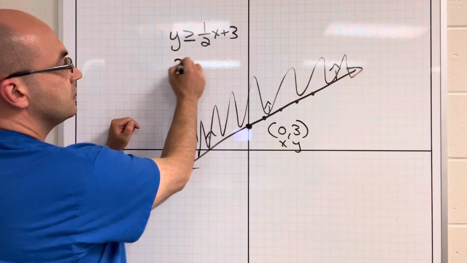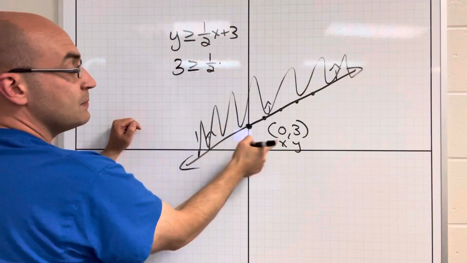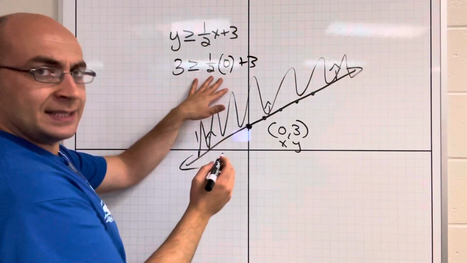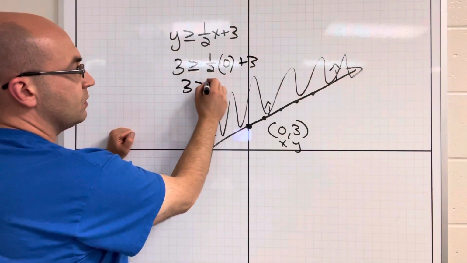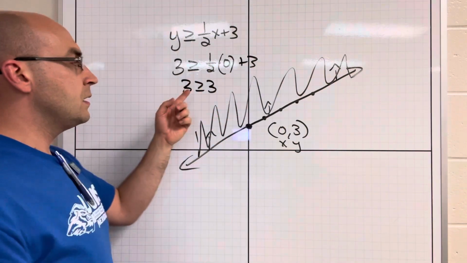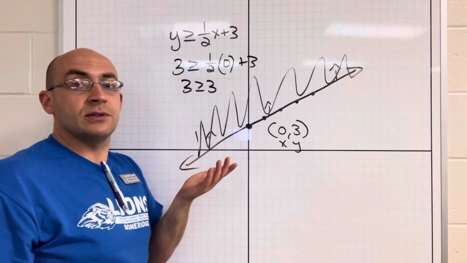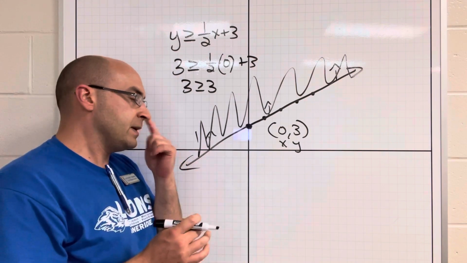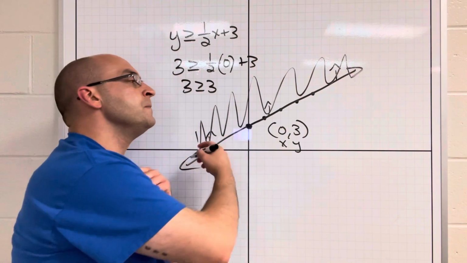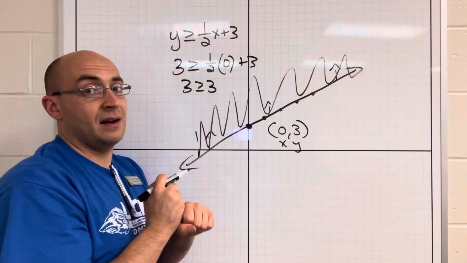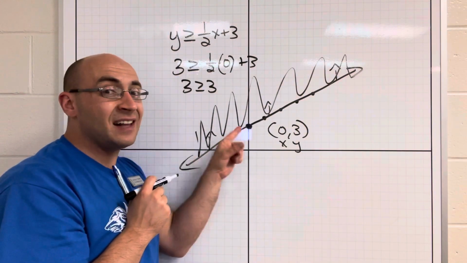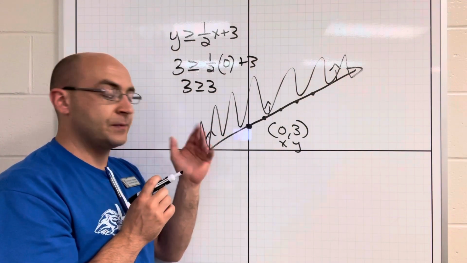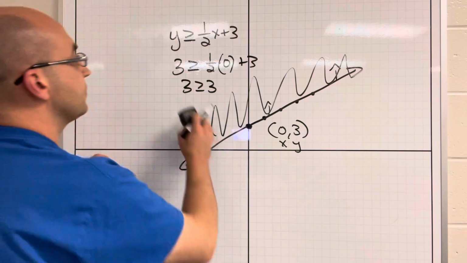So 3 is greater than or equal to 1/2 times 0 plus 3, right? When I simplify this, I get 3 is greater than or equal to 3, because the 0 and the 1/2 cancel out. And we have to ask ourselves, is that a true statement? Well, it certainly is, because 3 is greater than or equal to 3. Now, why did I do that? Because I want to help you understand what happens when there is a point on that line. If there's a point on a solid line, that also can be an answer for the inequality, right?